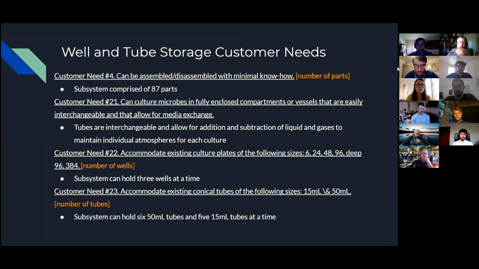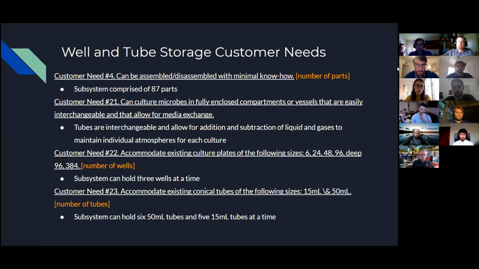This subsystem addresses many of the customer needs. Customer need number 4 requested that the incubator be assembled and disassembled with minimal know-how and be easy to clean and service to mitigate contamination. This customer need has been revised to the metric number of parts because the fewer the parts, the fewer the steps the technician must undergo to assemble and disassemble the incubator. This concept had a total of 87 parts.